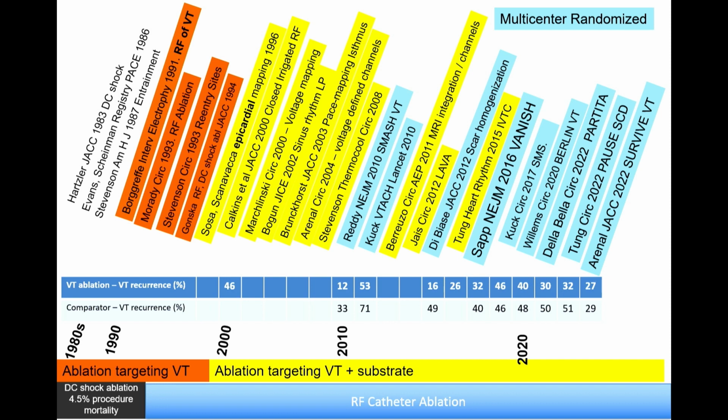We started in the 1980s with VT ablation. In the VT ablation registry, the procedure mortality with DC shock ablation was 4.5%. The intra-procedure mortality now with VT ablation is almost zero. It's very, very low. And we've gone from single-center observational studies and advances to now multi-center randomized trials in the world of VT ablation. But still, if you look at the recurrence rates with VT ablation, they're still in the 20 to 30 to 40% range for scar-related reentrant VT.